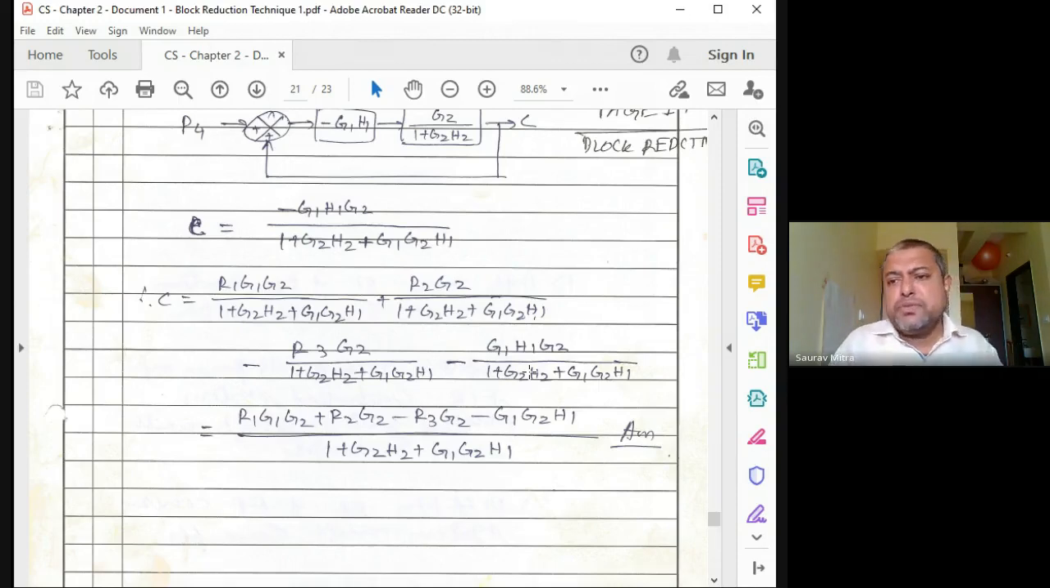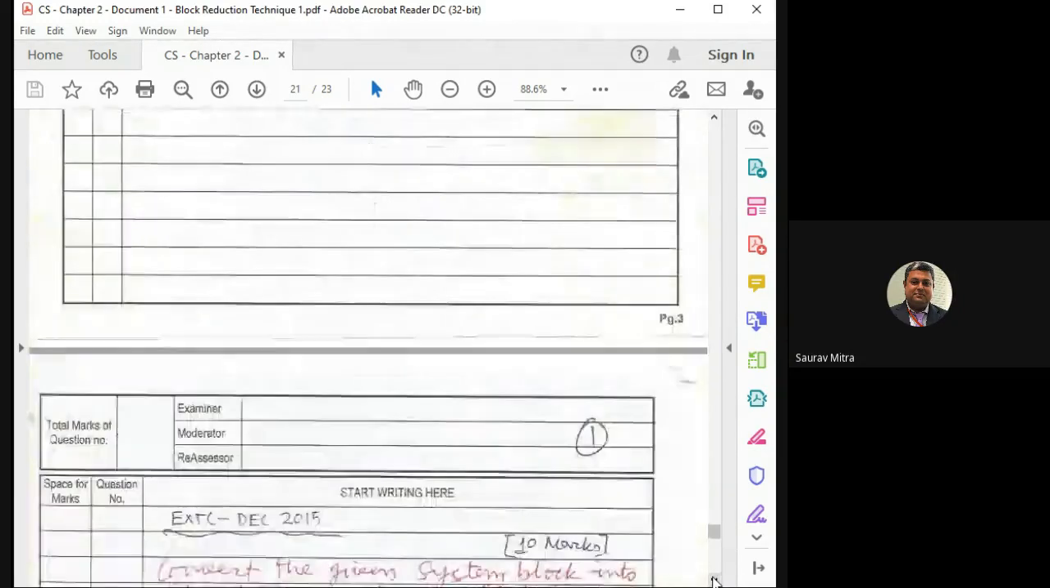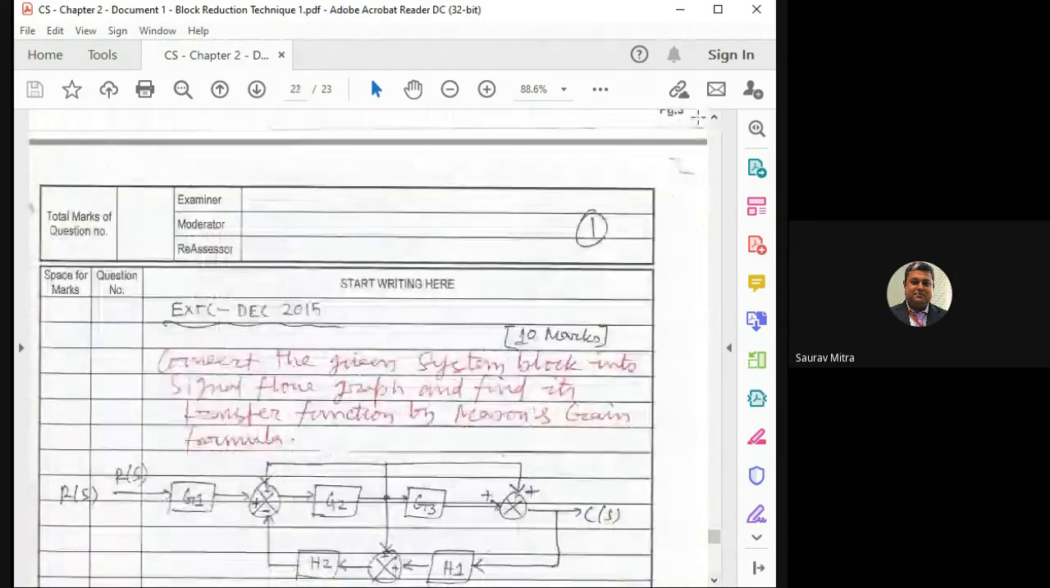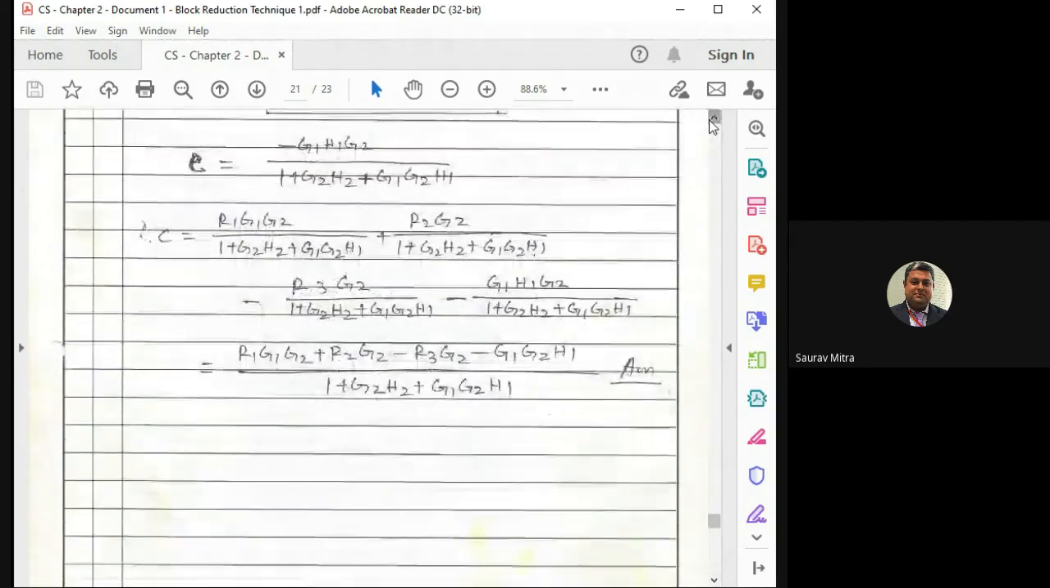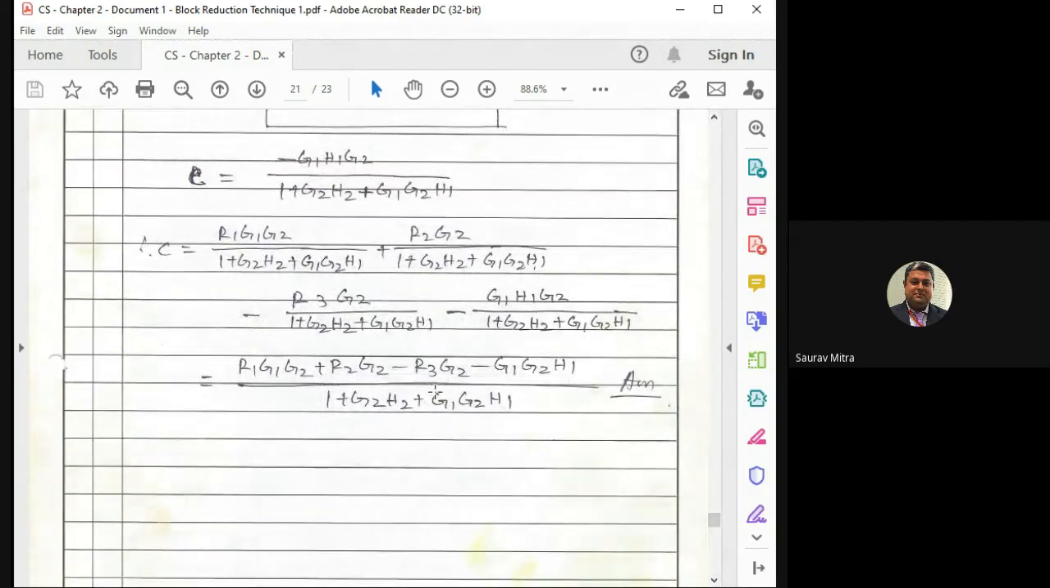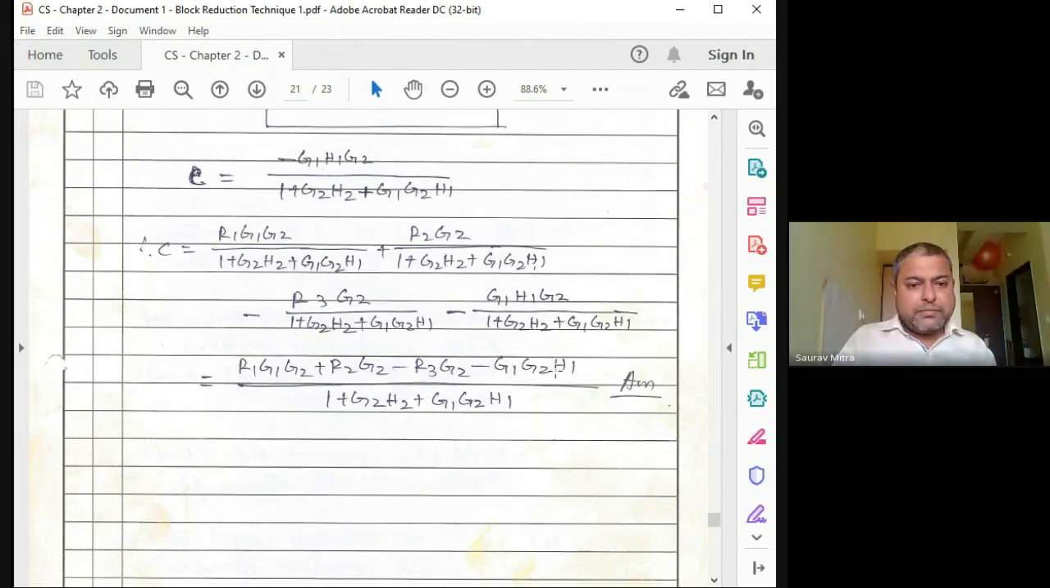But this is the way you are supposed to find the transfer function if there is more than one input. This is a very important numerical, might not be asked in the exam, but you should not get bogged down if more than one source is given. Here we are not actually finding the transfer function, we are finding the output, and in the output R1, R2, R3, R4, all the inputs are there.